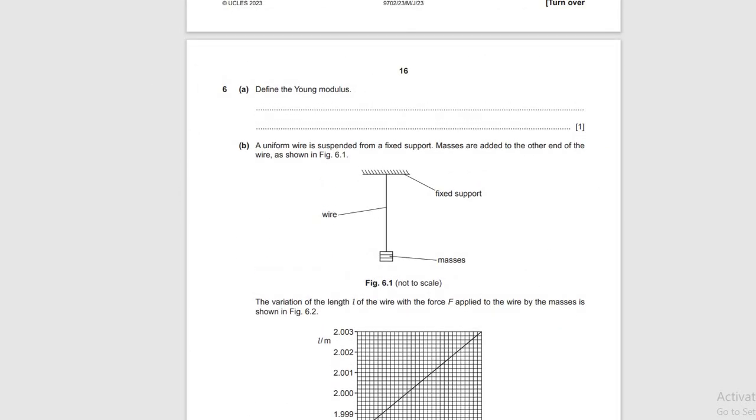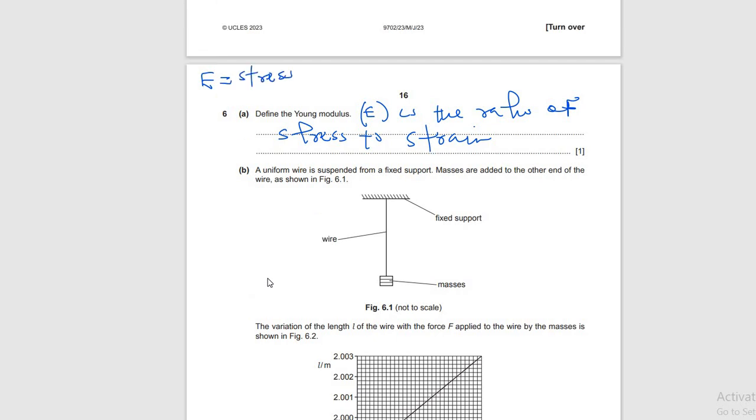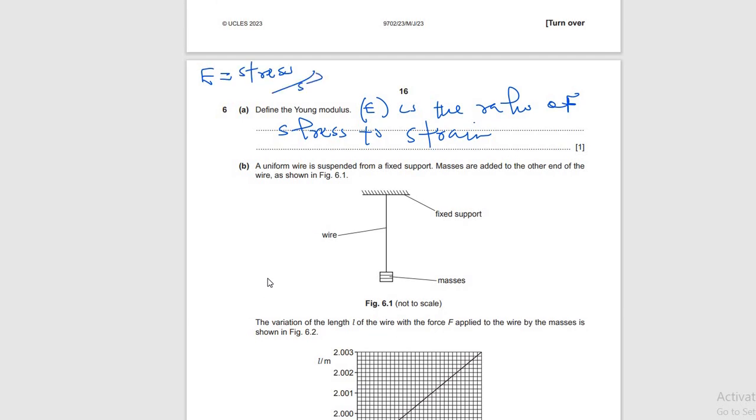Number 6. Define Young modulus. 1 mark question. Young modulus, the symbol is E. It's the ratio of stress to strain. That's Young modulus. Or you can just write the formula. Young modulus, stress over strain is allowed.